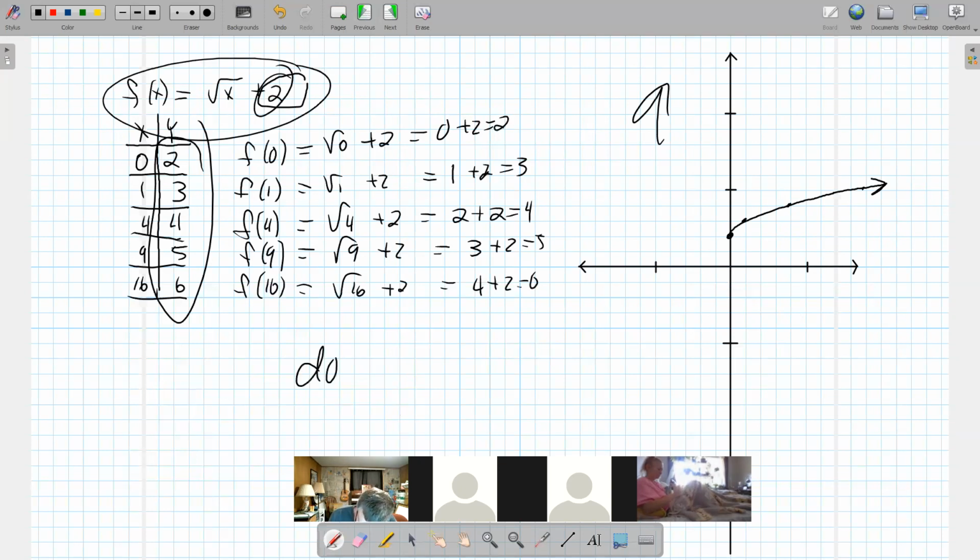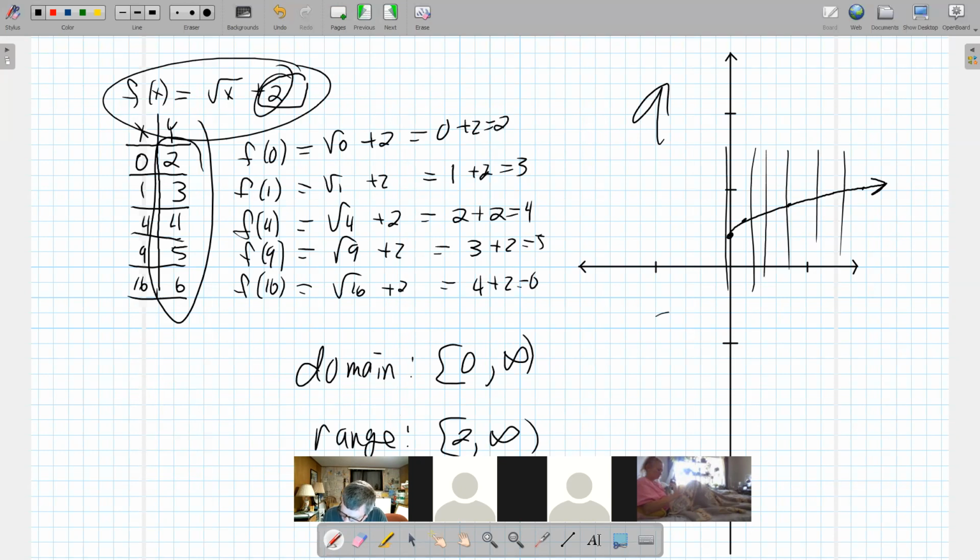So now what's the domain? Well, the domain is still 0 to infinity. But what's the range? The range would go from 2 to infinity. We still got the same input values, but the outputs, the range, the lowest range value is 2, and then it goes up from there. Any questions about that? Okay.